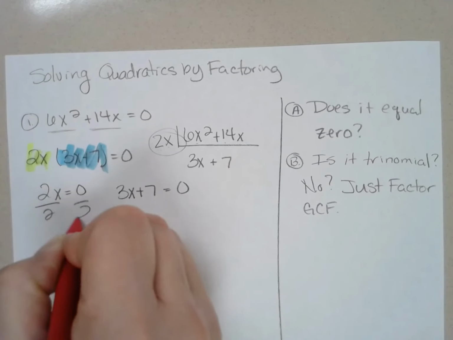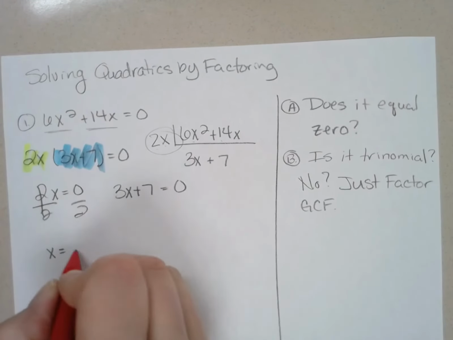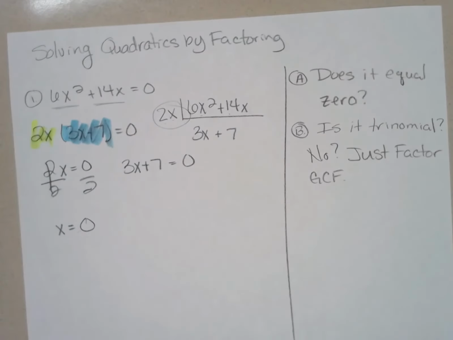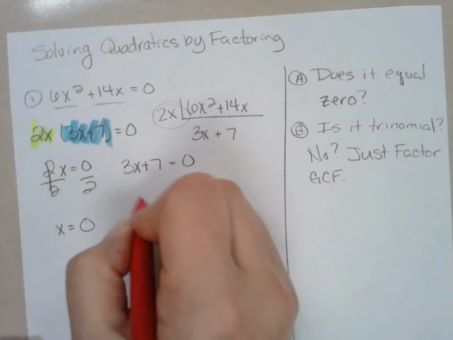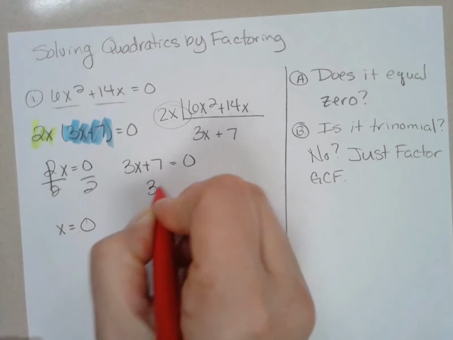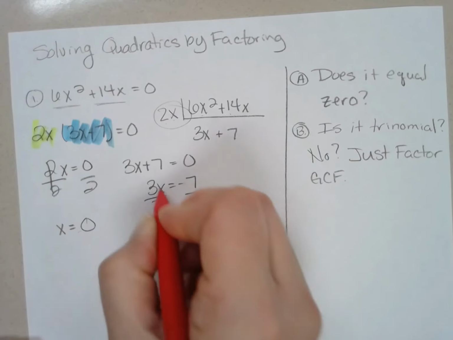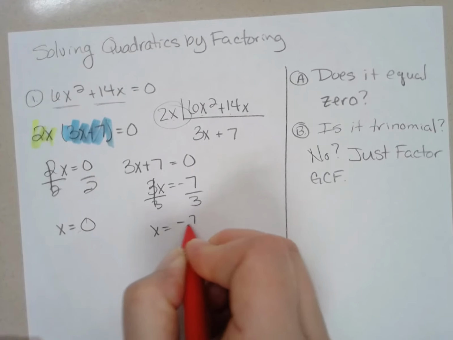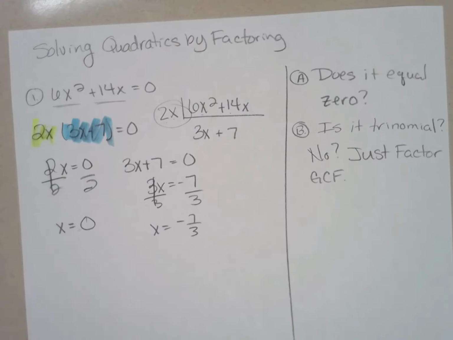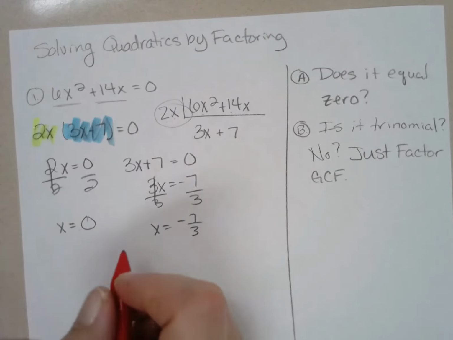So we're going to divide by 2, and we find that in the first one, x equals 0. In the second one, we subtract 7 from both sides, so we get 3x equals negative 7. Then we divide by 3, and we get that x equals negative 7/3. I'm going to leave it as an improper fraction. I'm not going to turn it into a decimal because that would make a repeating decimal, and I'm not going to turn it into a mixed number.